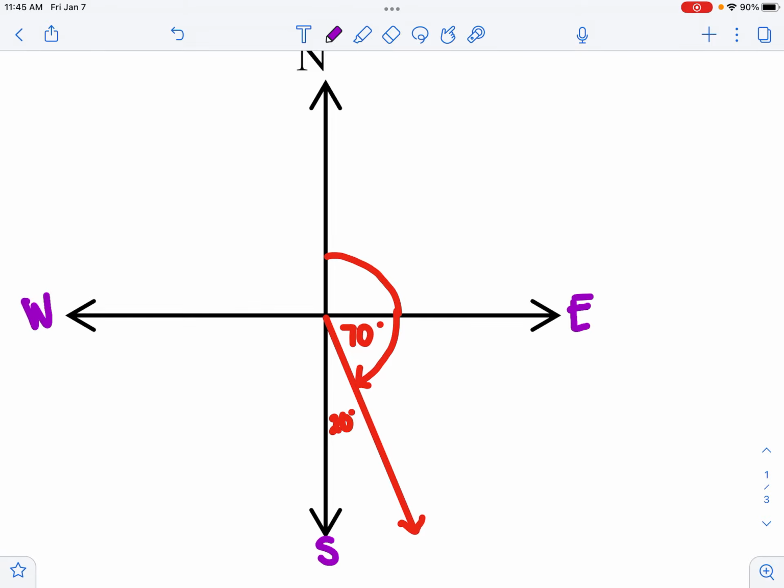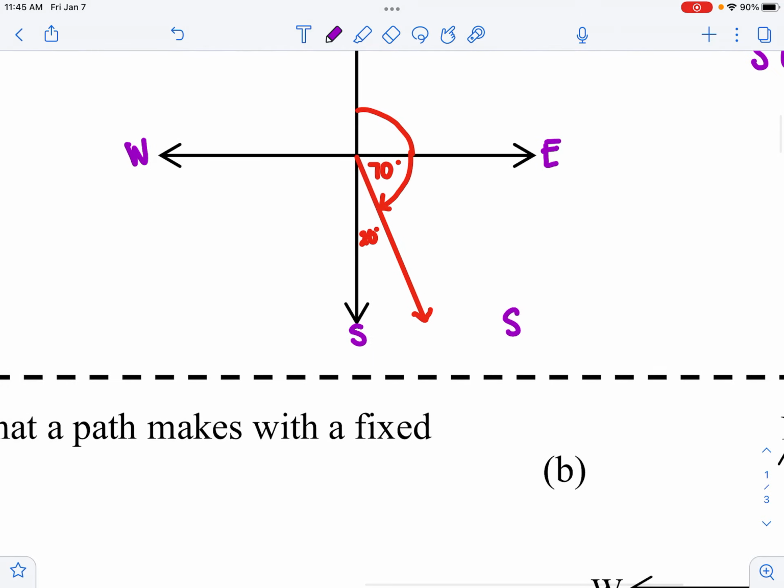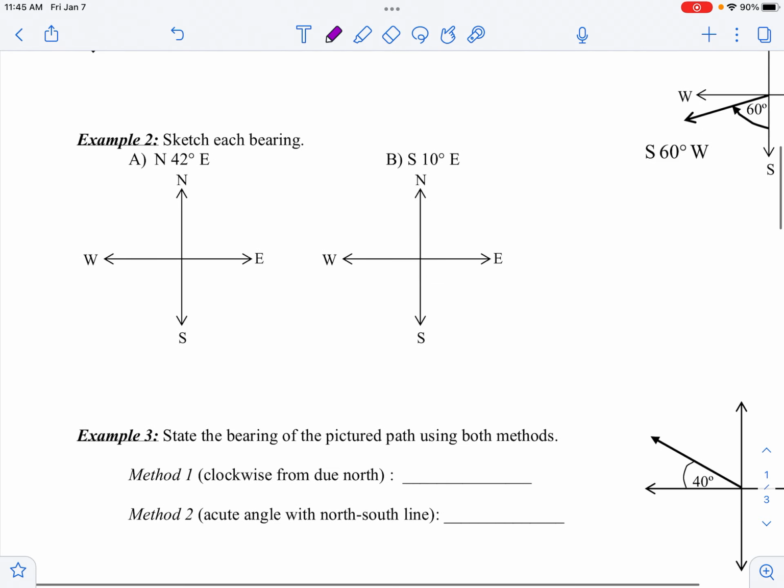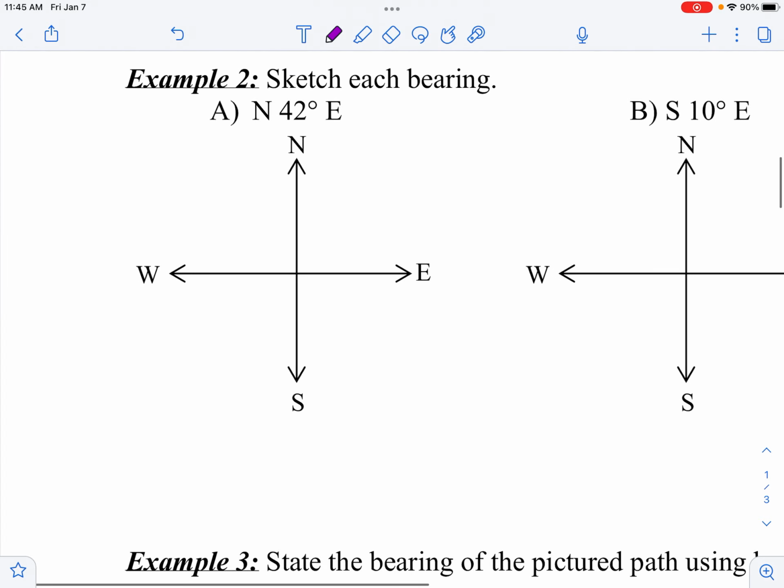Never eat soggy Wheaties. I have to do it every time. This is closer to the south, and then from south you go this way, so that's 20 degrees towards the east. Okay, let's try these two right here. We're going to try sketching them. I want north 42 degrees east. So I start at the north and I go towards the east, so that's this way.